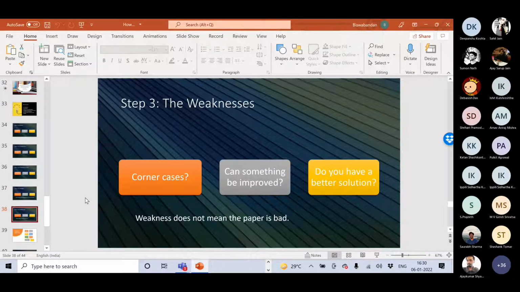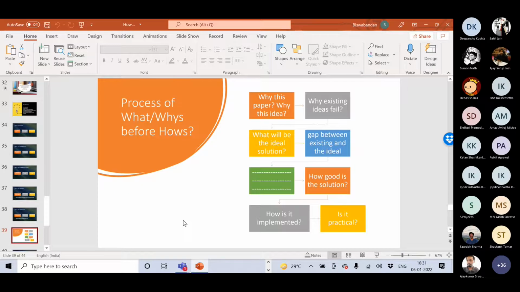Having said that, weakness doesn't mean that the paper is bad. Every paper will have weaknesses. It's not like a paper that gets through will have zero weakness points. No, that won't happen. So finding out weaknesses is actually a good thing. It may help you find new ideas, or it may help authors come up with better ideas. Right. So finally, this is the complete flow.